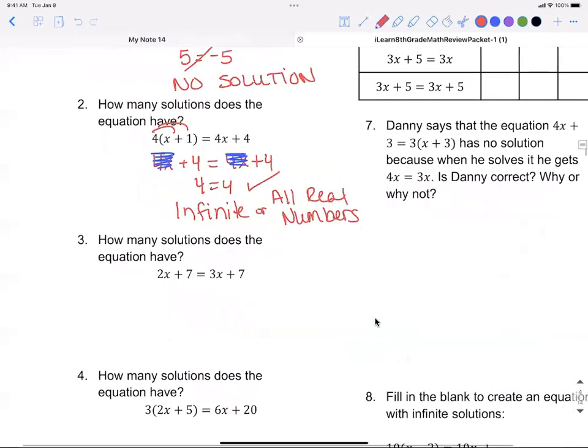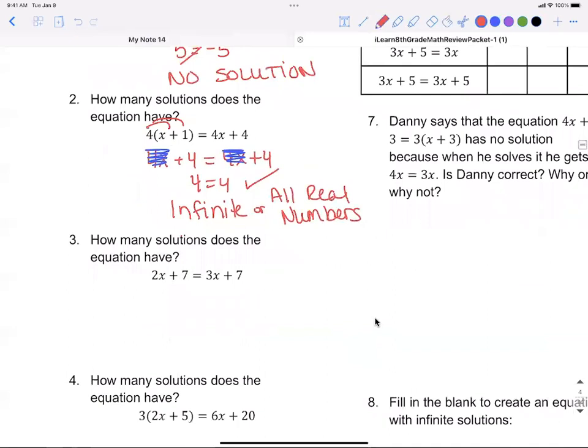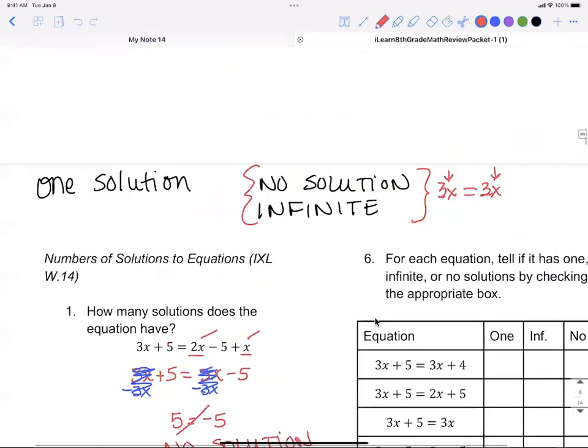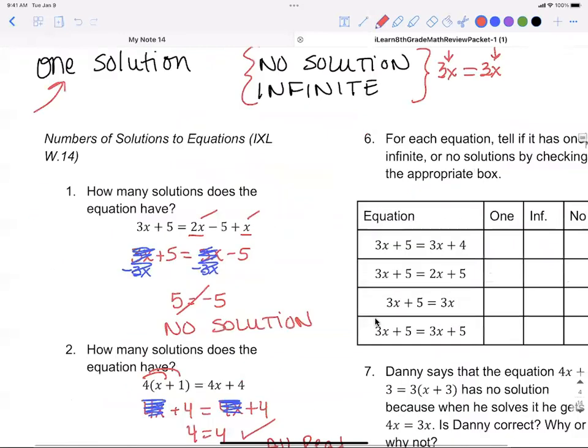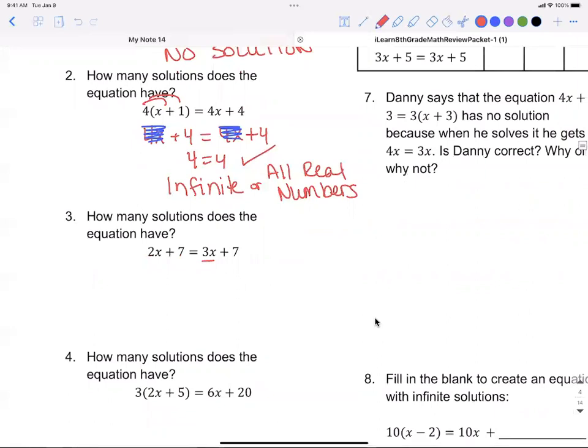So let's look at number 3, 2x plus 7, 3x plus 7. Right off the bat, you should see that it is not a special case because 3x and 2x are not identical, which means if it's not one of the 2 special cases, what does it have to be? It has to be 1 solution. That's the only option. So we know this is a 1 solution. We know that's the answer. But I'm going to prove it.